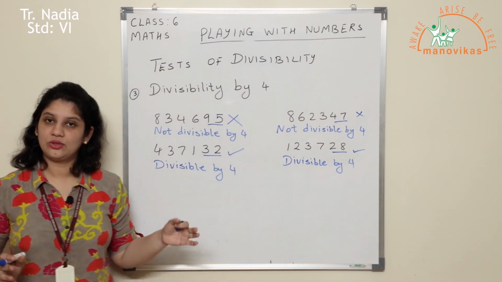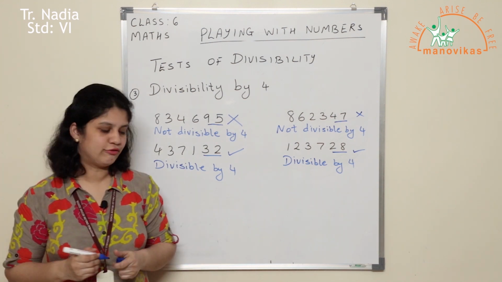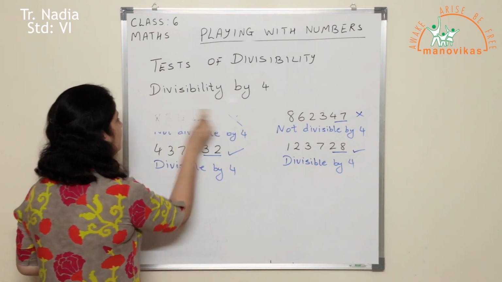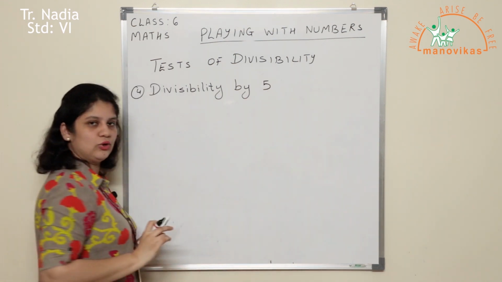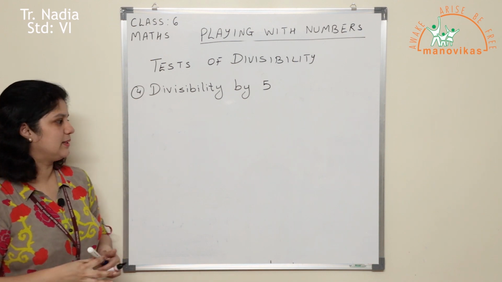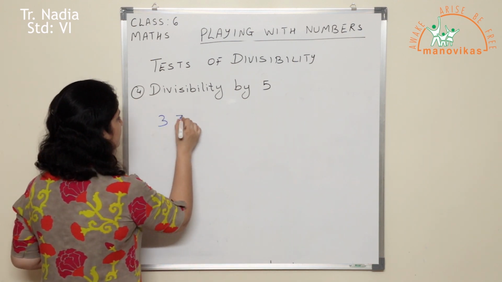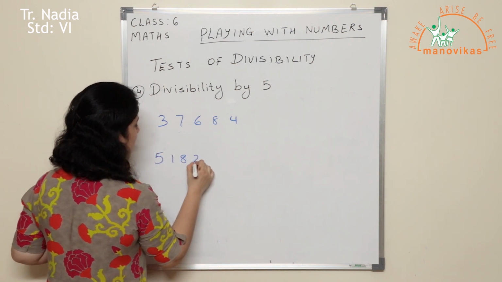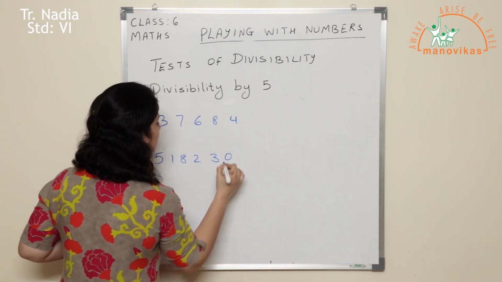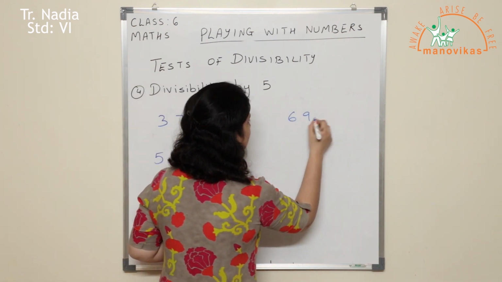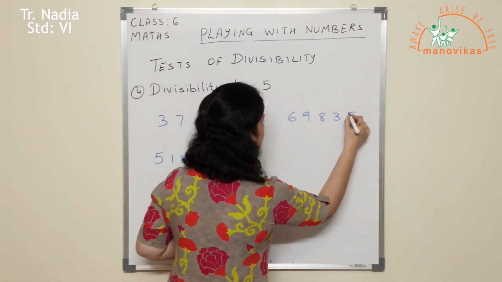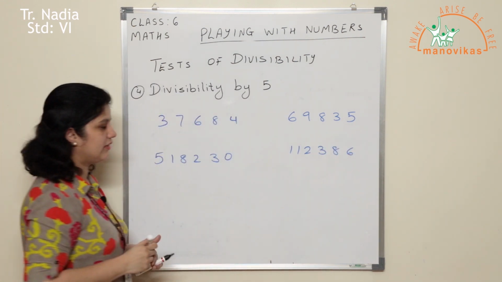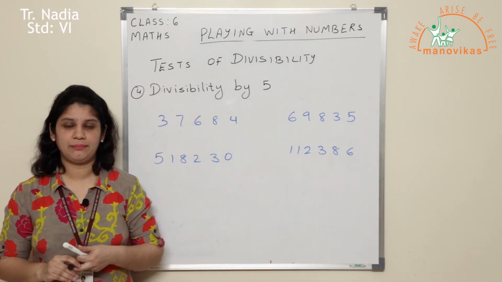Alright, so I hope you all understood how to check divisibility by 4. Now next we are going to see how to check divisibility by 5. Okay, I know all of you all know this, but once more I'll just repeat it. See your given numbers. Okay, here we are given numbers. We are told to check divisibility by 5.